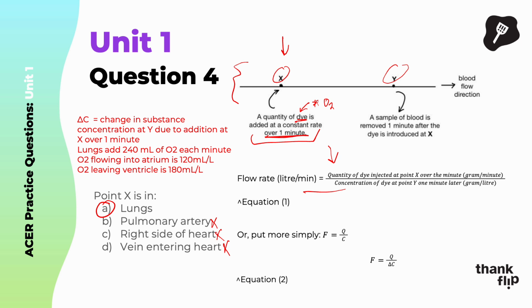And you'd only be able to eliminate these 3 options if you had the prerequisite knowledge of what these structures do. But by just using pattern recognition, you'd recognize that they literally say the lungs add 240 mils of oxygen over 1 minute. And so A is your correct answer.